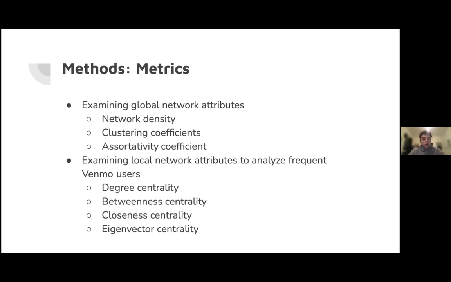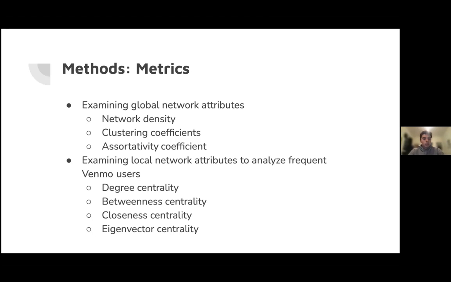Moving on to the local network attributes, we want to first look at the degree centrality. So this distinguishes users who use the app to make payments from those who receive payments. As an example, landlords would probably have high in-degree centrality since people are often paying them, whereas tenants would have high out-degree centrality because they're paying their landlords.